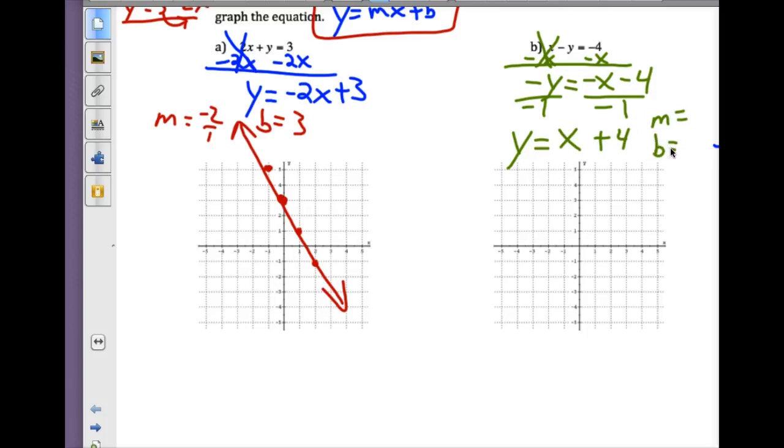State the slope and state the y-intercept. It's not that easy. Yeah, it is. Donnie, what's the slope of that line? 1. Very good. Without hesitation, Mr. Minetti, nice job. What's the y-intercept? 4. You were the man.